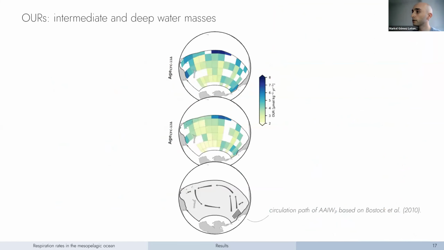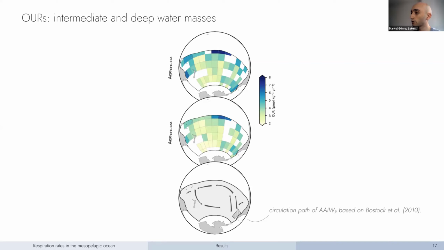So then going into the intermediate and deep water masses, in this case, the patterns that we observed in respiration were more associated to the circulation and aging history of these water masses than to the vertical flux of carbon that they receive. So I want to illustrate this with two examples. The first one is the one I'm showing here, the Antarctic intermediate water in the Pacific.